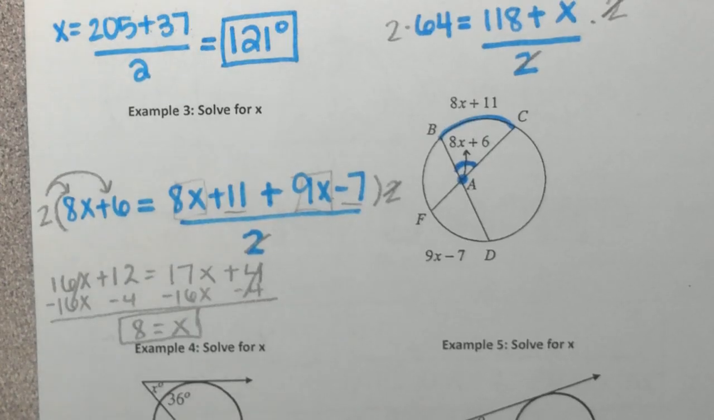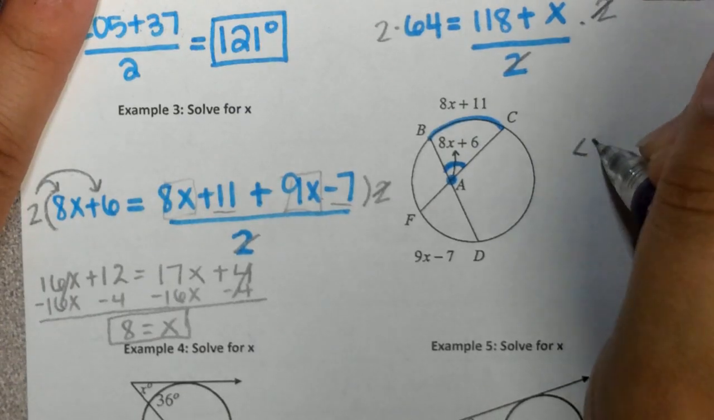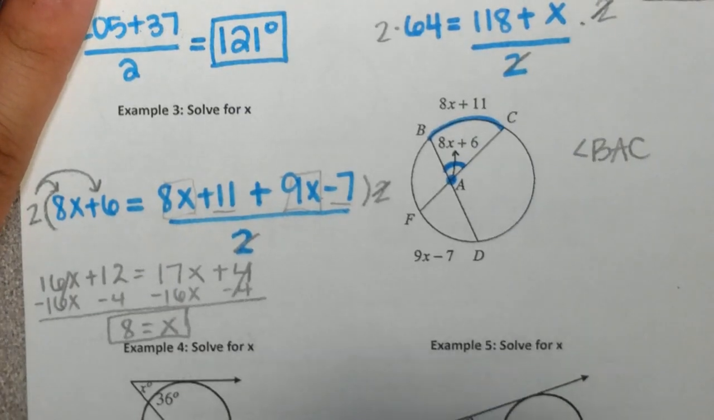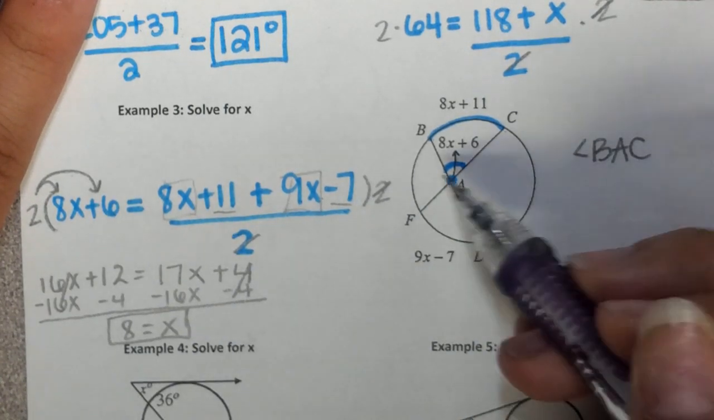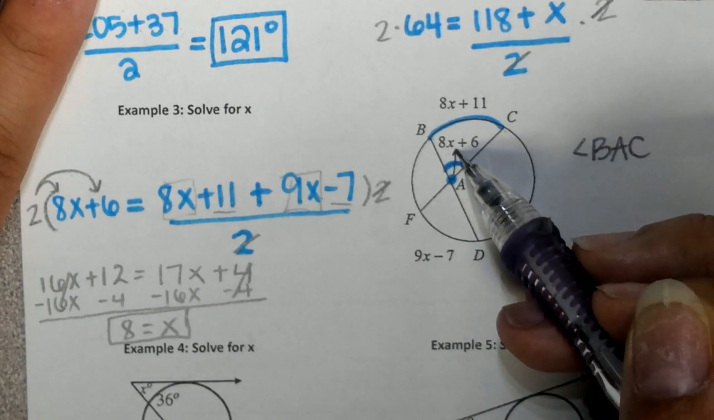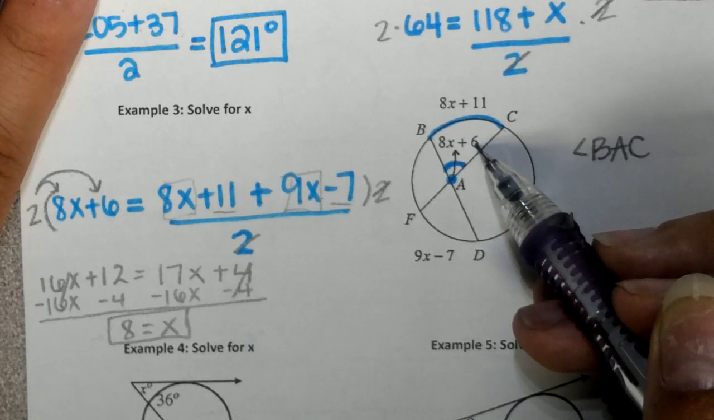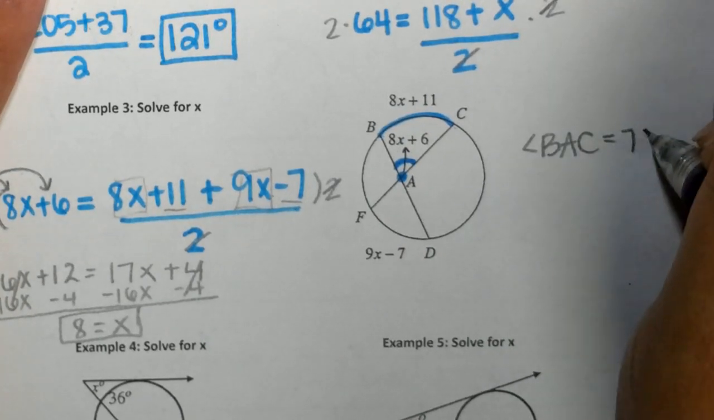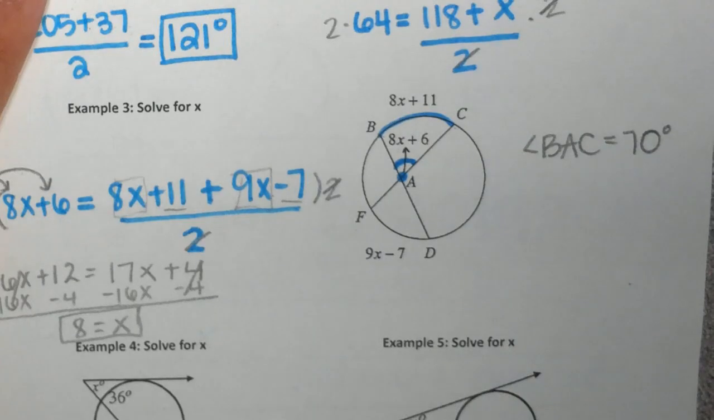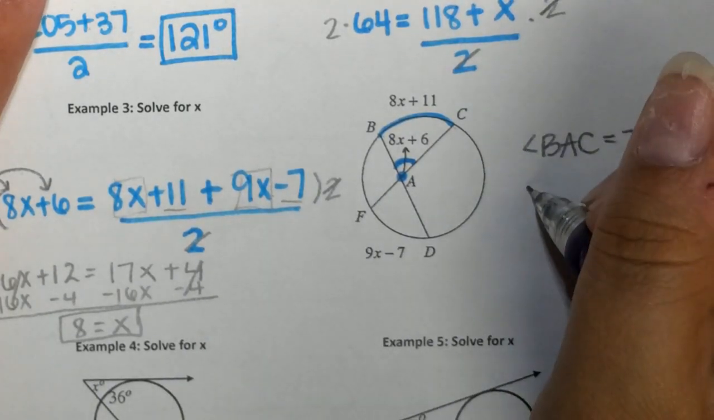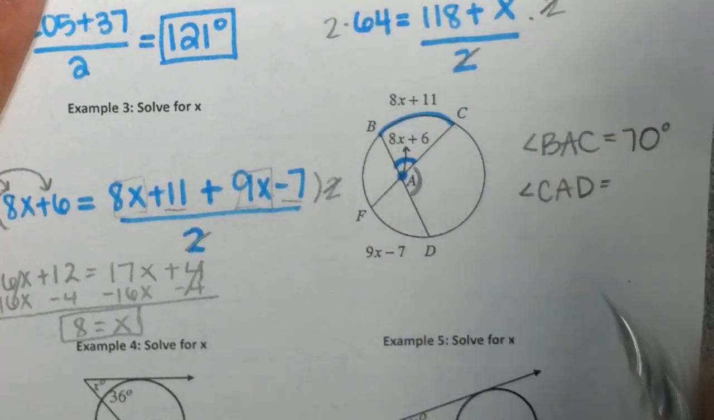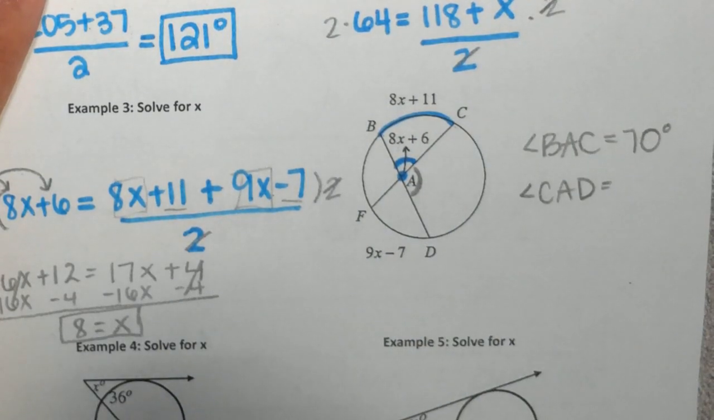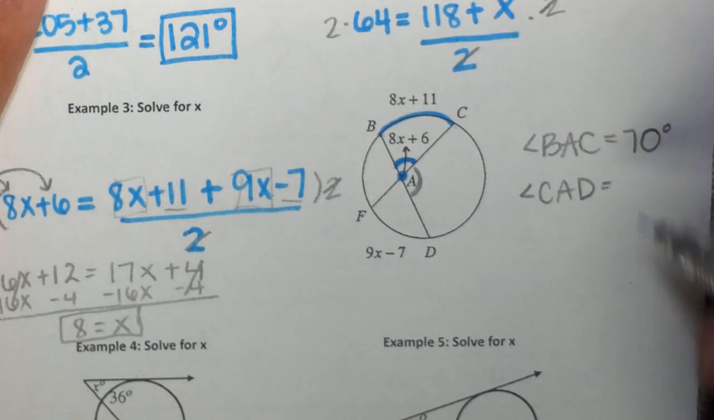Look up. Now, on your homework, I might ask you, what is angle BAC? How would you find angle BAC? You use A and plug it in. What is 8 times 8? 64. Plus 6? 70. So then you would write 70 degrees. Okay. Hold on. But your homework might also ask, what is CAD? How can you find CAD right here? Subtract 70 from 180.